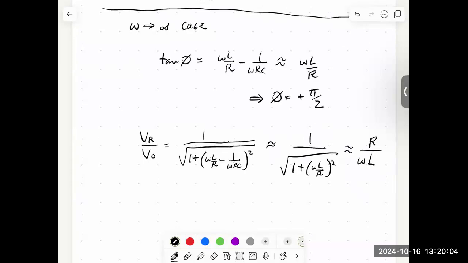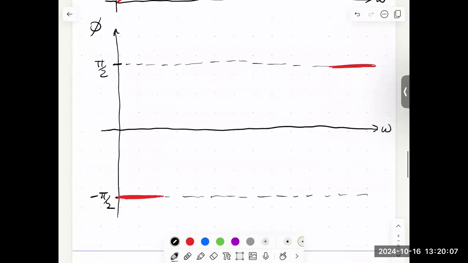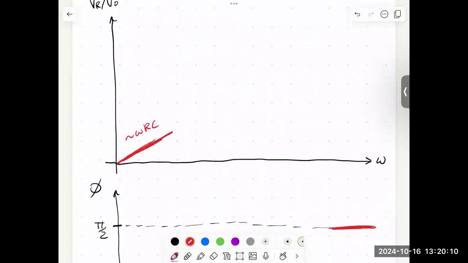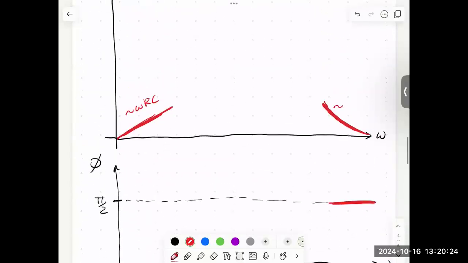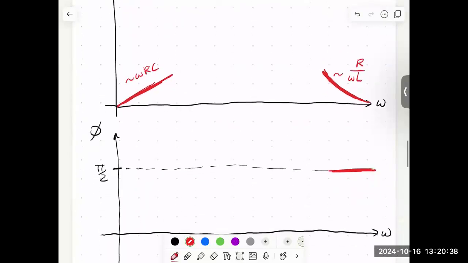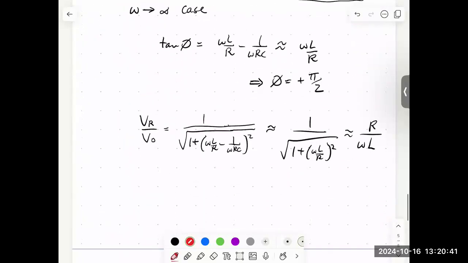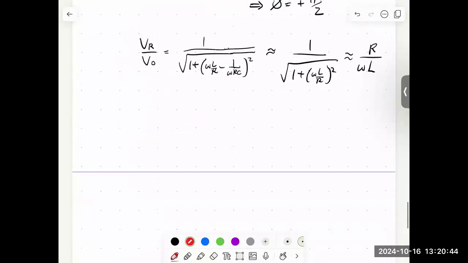That's different than what we saw before. Let's add that to our plot here. So we have something that is like 1 over frequency, looks something like this. This is proportional to, what was it? It was omega L in the denominator and then R in the numerator. All right, so we've got those two extremes. What we're going to do next is try to find a special frequency, and we'll find it in the following way.